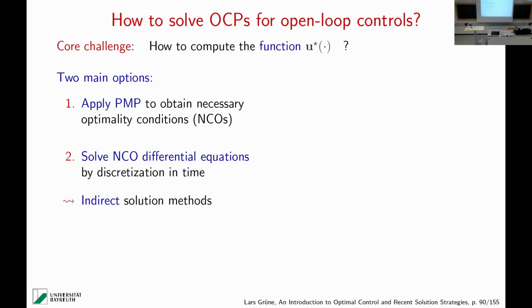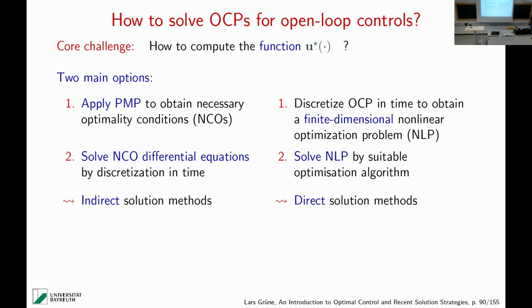One is to use what I showed you before, the Pontryagin minimum or maximum principle, and then you get necessary optimality conditions. You may recall there were certain differential equations, there was an algebraic condition that some term is 0, and there were boundary conditions for x at the initial time and for lambda at the final time. I will write them down in a minute again. Then we try to set up a numerical scheme that solves the necessary optimality condition differential equations by discretization in time, maintaining all the algebraic and boundary constraints. This is what is called an indirect solution method.